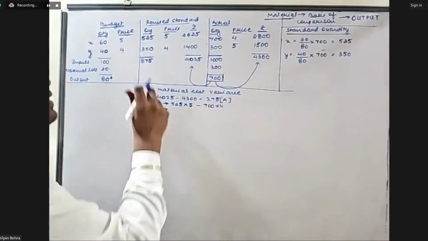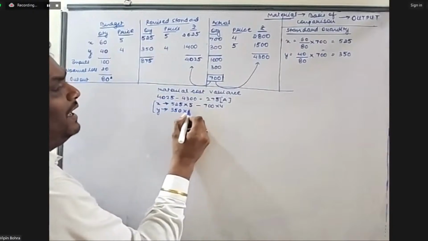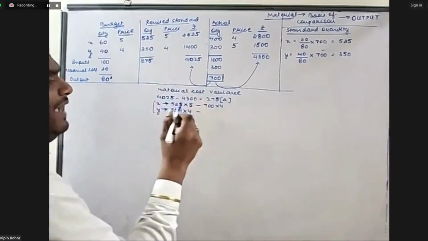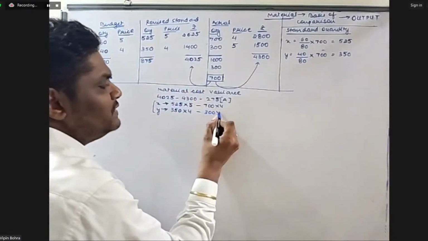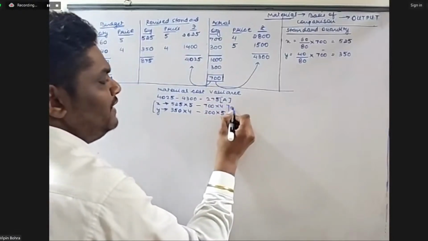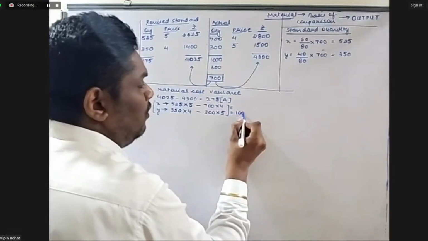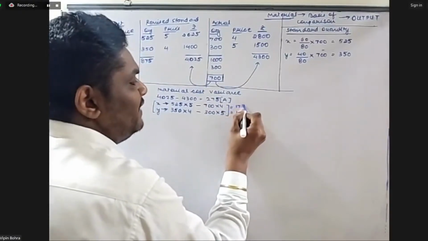When talking about Y also, the quantity we were supposed to use was 350 kgs at the rate 4, but we actually consumed only 300 kgs. However, the rate was rupees 5. So herein we can say 100 adverse and 175.